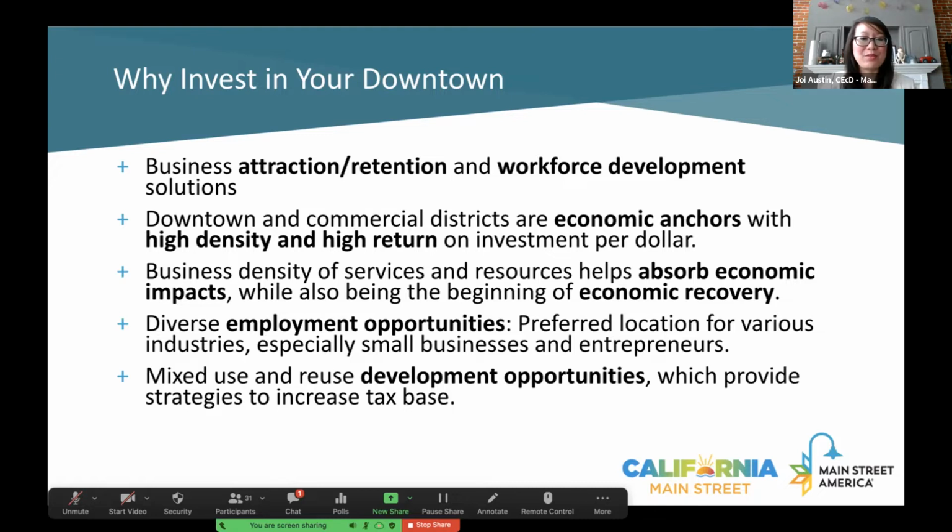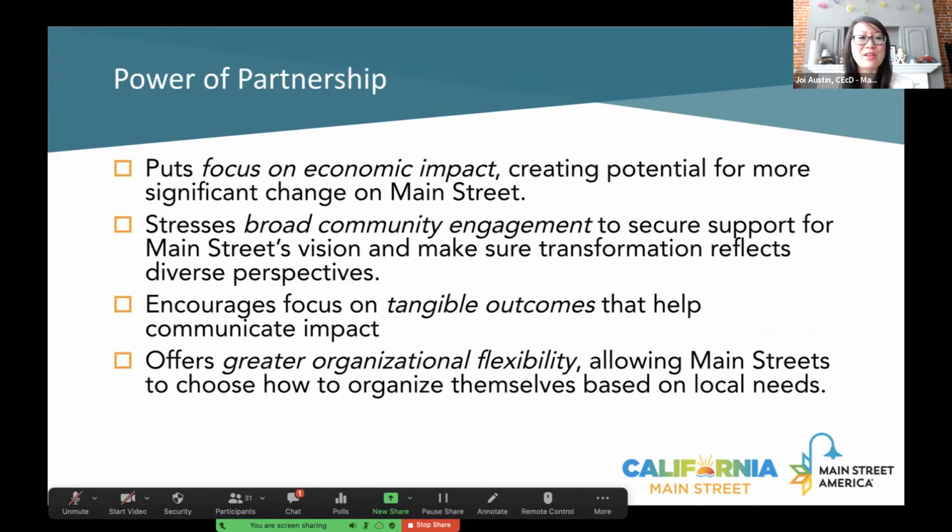In terms of the Main Street approach, that really is about the power of partnership. We're putting the focus on economic impact and creating the potential for more change on Main Street. It's broad community engagement, which is why it's important to start with your board, because you want to be able to reflect the transformation strategies that you have and everything in your work plans.